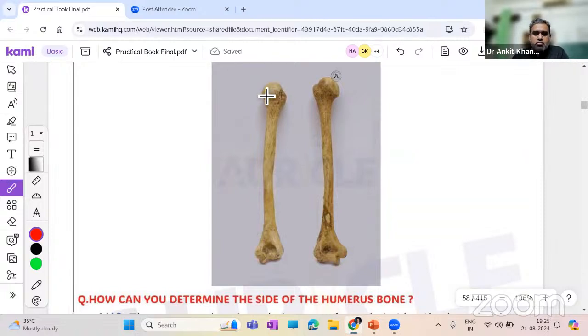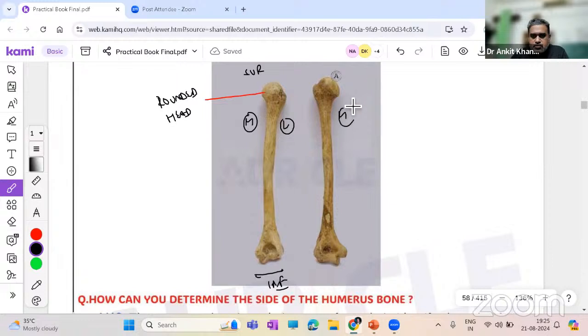Again, the long bone, upper, and here you can see the rounded head. This is the rounded head of the humerus. So it is present superiorly. The expanded part below is the inferior end of the humerus. One thing, the rounded head: which side will it be directed? If the glenoid is facing laterally, then the head is going to be facing medially. So this is the medial aspect, this is the lateral aspect. In this image, this is the medial aspect and this is the lateral aspect. Understand medial and lateral first of all.